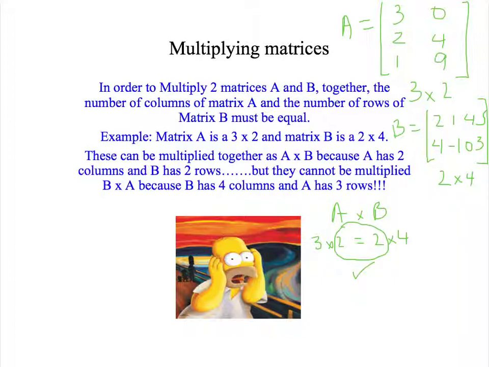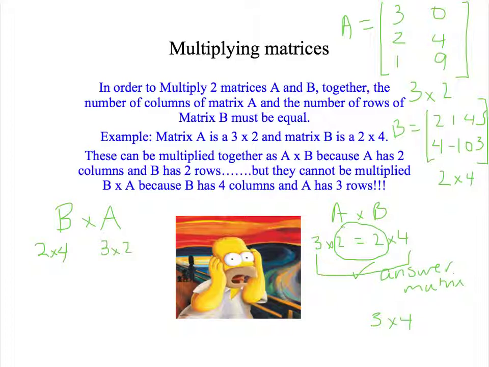Now the interesting thing is my answer matrix will be a 3 by 4. Okay, so I can multiply matrix A and matrix B together in this order. However, I can't multiply matrix B by matrix A because matrix B is a 2 by 4 and matrix A is a 3 by 2, and lo and behold, 4 and 3 are not equal. Can't do it. Can't multiply.